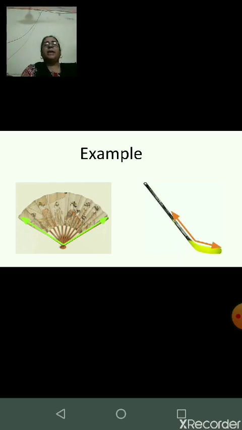Obtuse angle. Now, the second example is of a hockey stick. Even if you see the sides of a hockey stick, which angle does it make? Yes, it makes which angle? Obtuse angle. Very good.